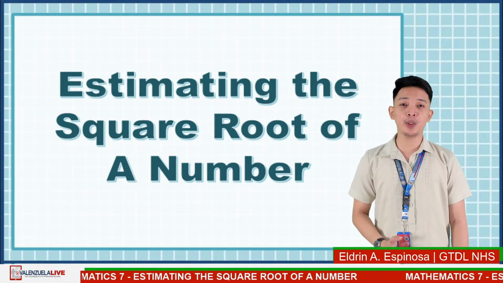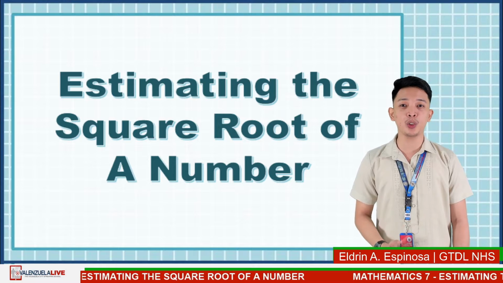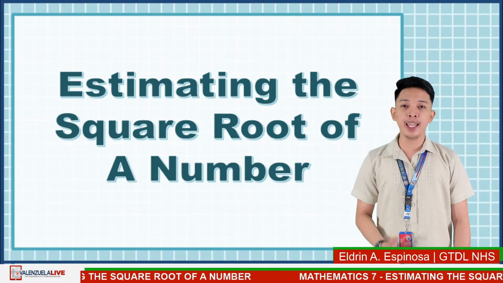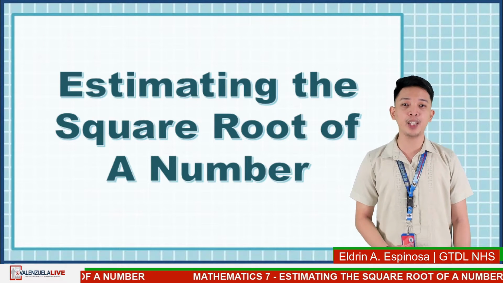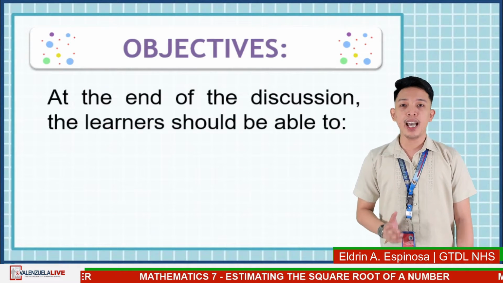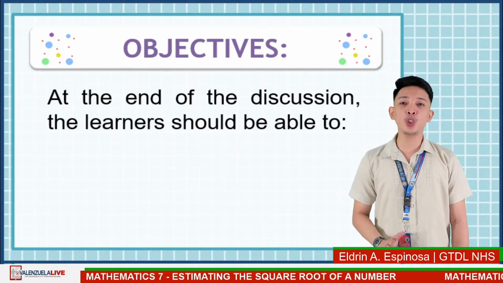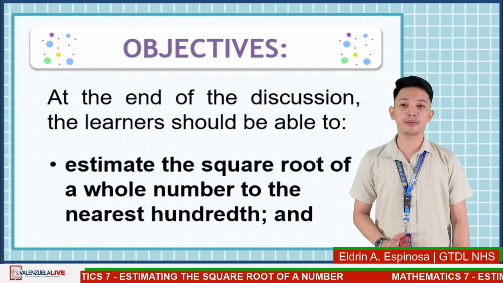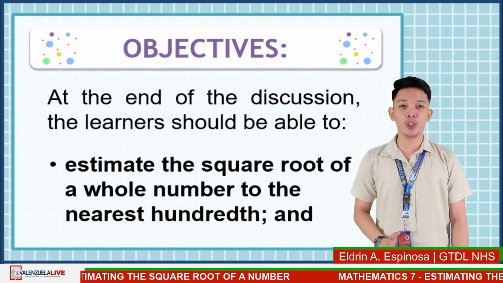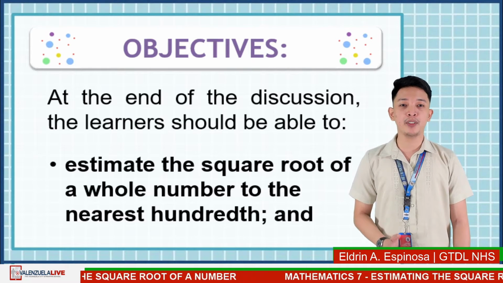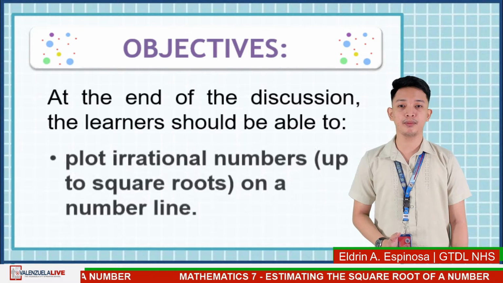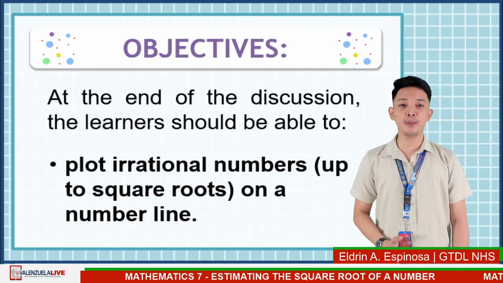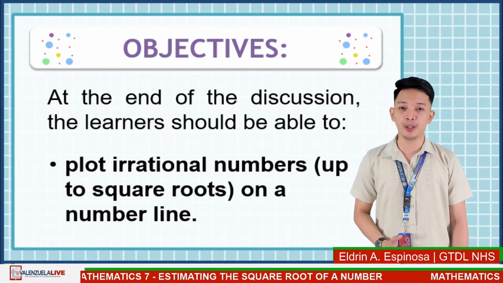Our lesson for today is estimating the square root of a number. Based on the most essential learning competencies set by the Department of Education, at the end of this session, you should be able to estimate the square root of a whole number to the nearest hundredth, and plot irrational numbers up to the square roots on a number line.